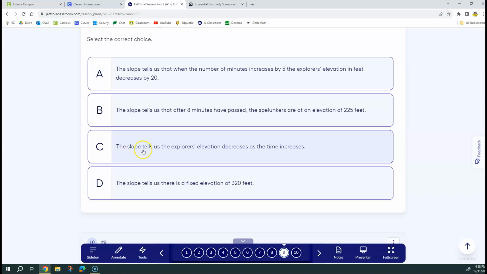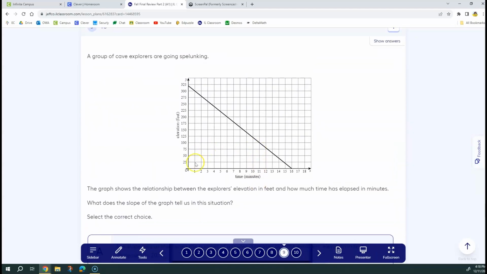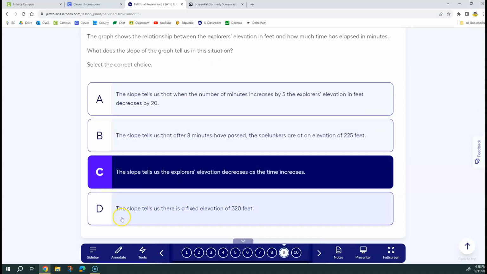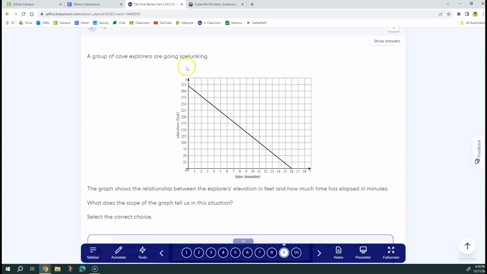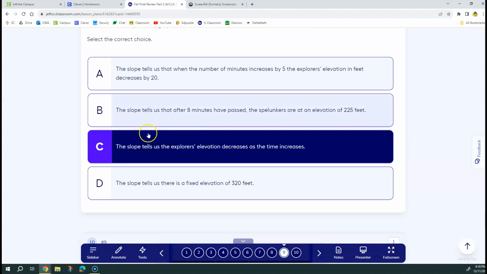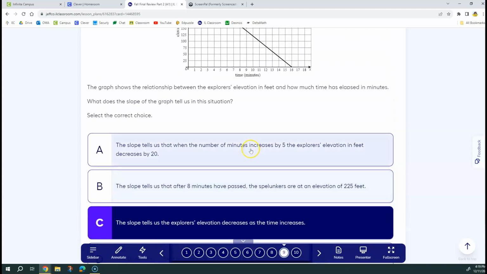Okay. The slope tells us the explorer's elevation decreases as time increases. Well, that's true because that's what the graph is showing us. The more minutes in, the lower their elevation is getting. So that is a true statement. And the slope tells us there is a fixed elevation of 320 feet. Well, that is false. If it was fixed, the line for the elevation would stay completely horizontal. The line is heading down. So the elevation decreases as the time increases, and that is our only one, letter C.